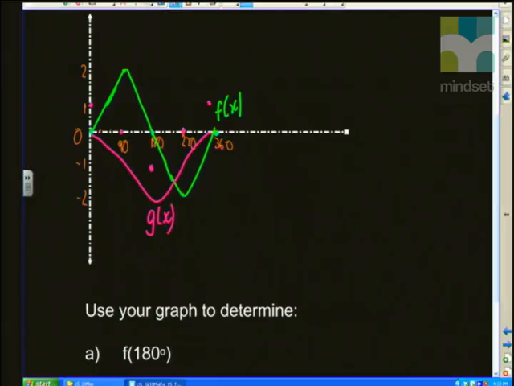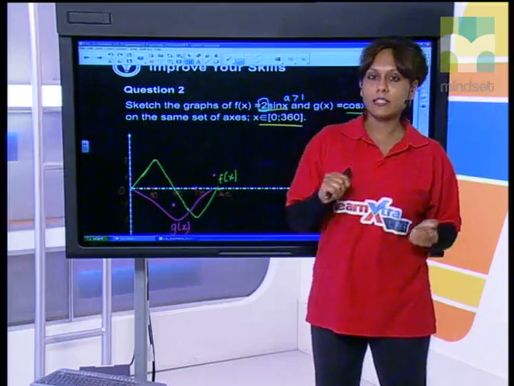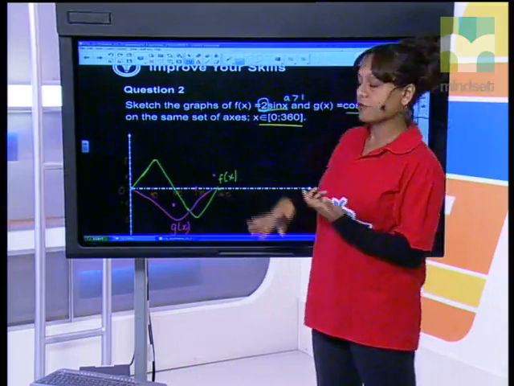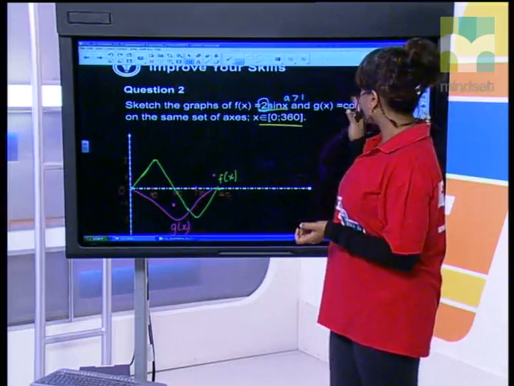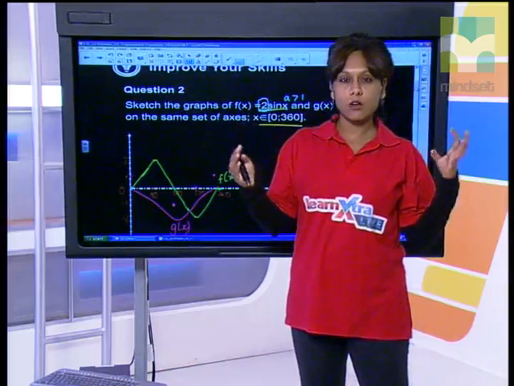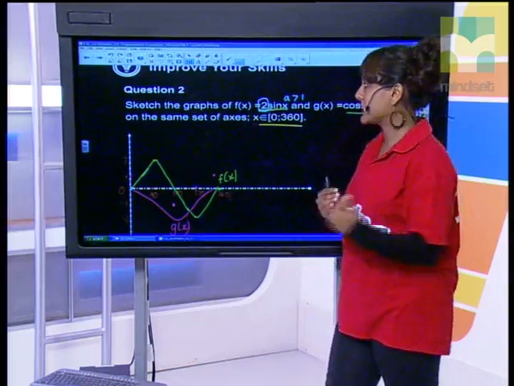Just to go over that again, reiterate, so that you guys remember those important points. You simply take your original functions. In this case, we took the 2 sine x graph, times the original function by 2 to give us our graph in green, which is now f of x. For g of x, which is cos x minus 1, we took the cos x graph, which is now in pink, and we subtracted 1 to show the vertical movement downwards.